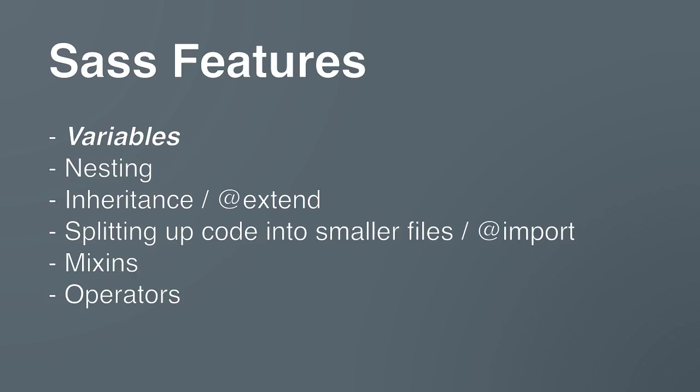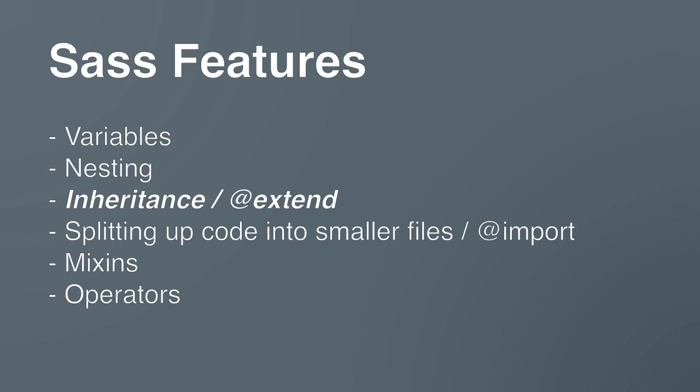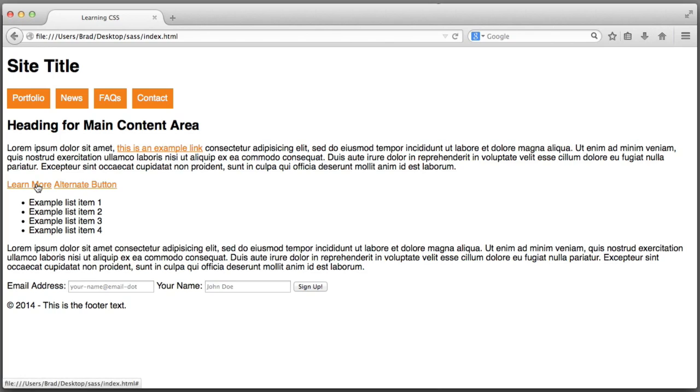So to review, with Sass so far, we've seen variables. We just looked at nesting. We're going to transition into a new feature now named inheritance. In order to see inheritance in action, let's give ourselves a quick goal. On our example page, we have these two links that read learn more and alternate button.